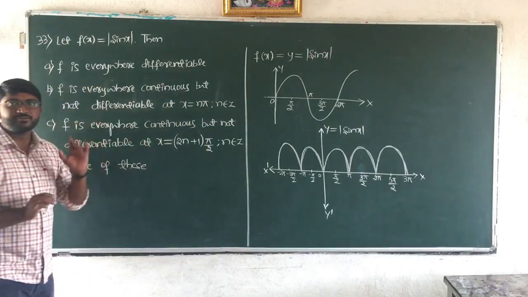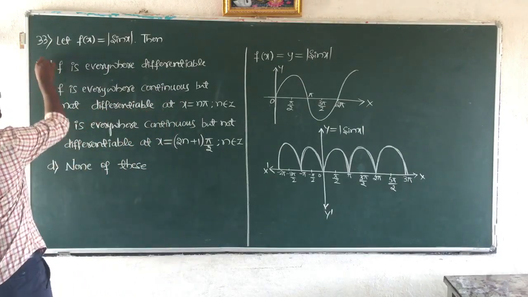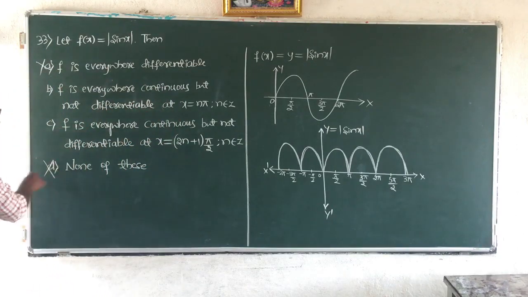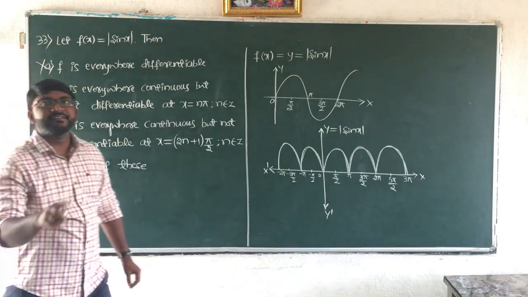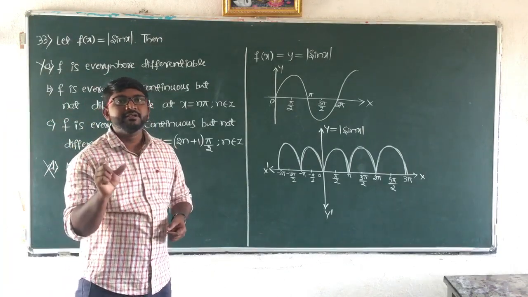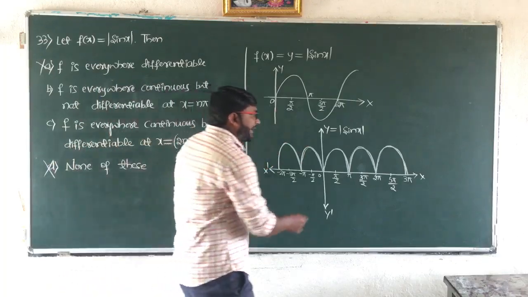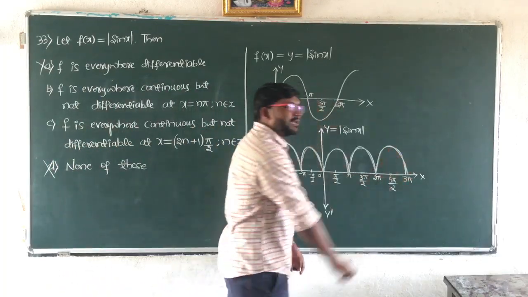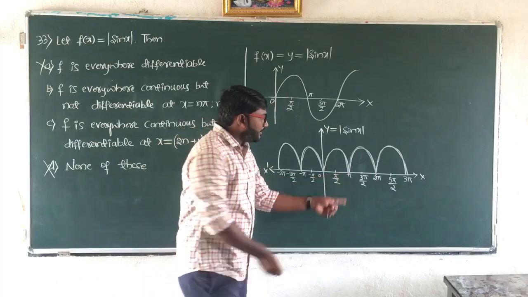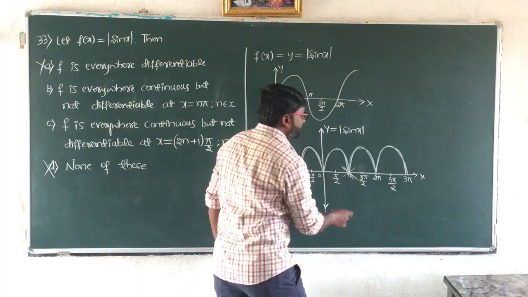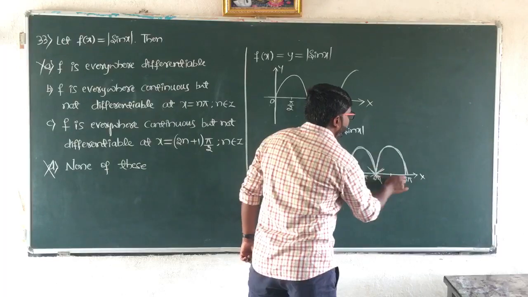So search for the options now. Option A and option D are straight away eliminated. Now the answer lies in option B or option C because it is continuous everywhere. So now observe at pi, 2 pi and 3 pi. You are able to draw many tangents at this particular point. You are able to draw multiple tangents.